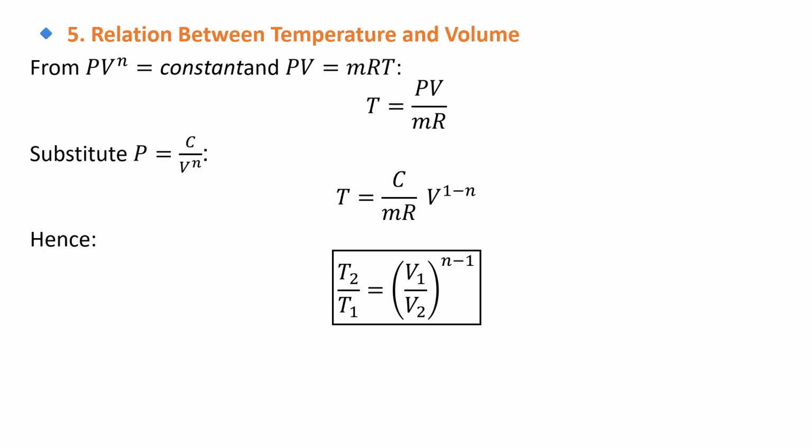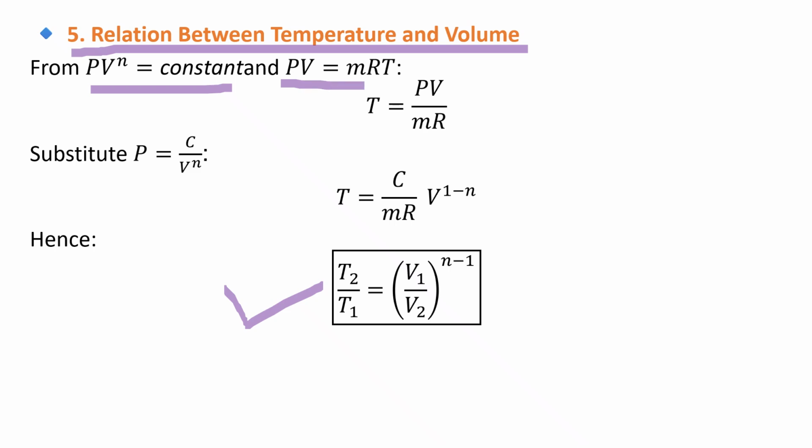Now, one important thing again which we have to discuss, that is relationship between temperature and volume. This is a very important relation. So PV raised to n is equals to constant and PV equals to MRT. So when we put T, that is equals to PV divided by MR, and when we use C divided by V raised to n, that is equals to P, we will get T2 by T1, that is equals to V1 by V2 raised to n minus 1. We must remember this equation. This is very helpful to solve the numerical.